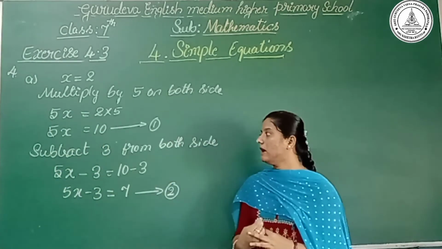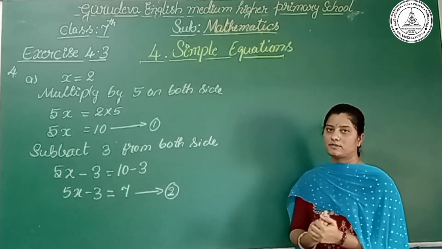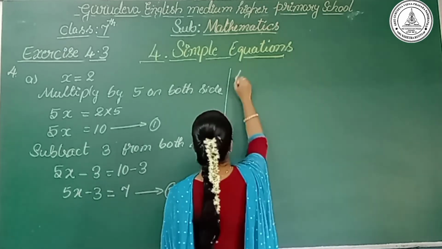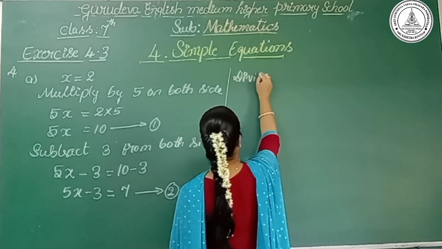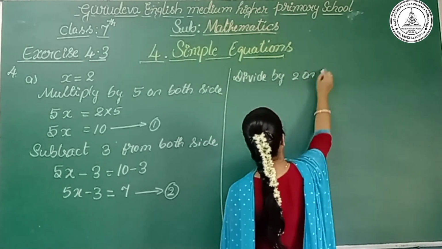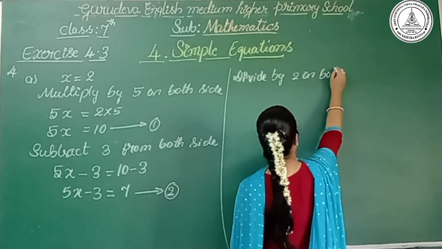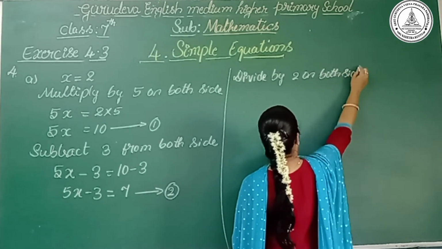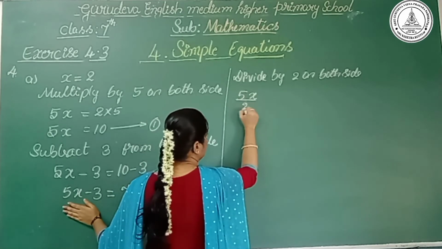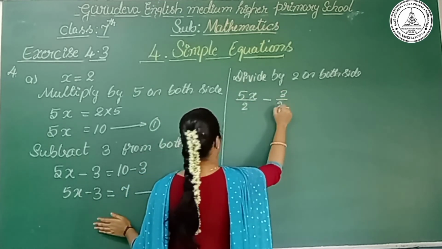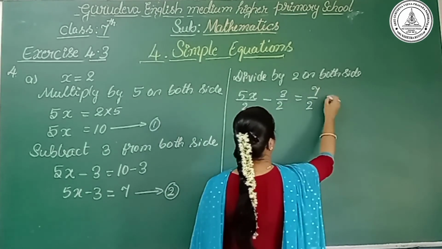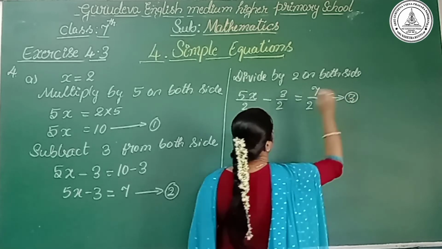So 5x minus 3 equal to 7 is the second equation. Okay, the next step, we have to divide by 2 on both sides. To get the third equation we have to divide by 2 on both sides. Then what we will get? Yes, in the LHS, 5x by 2 minus 3 by 2, which is equal to the RHS 7 by 2. So it is equation number 3.